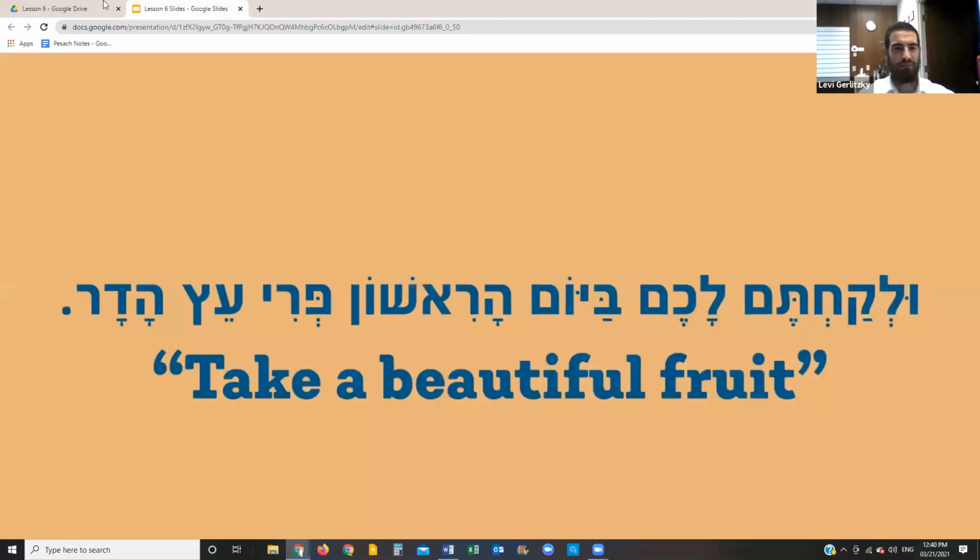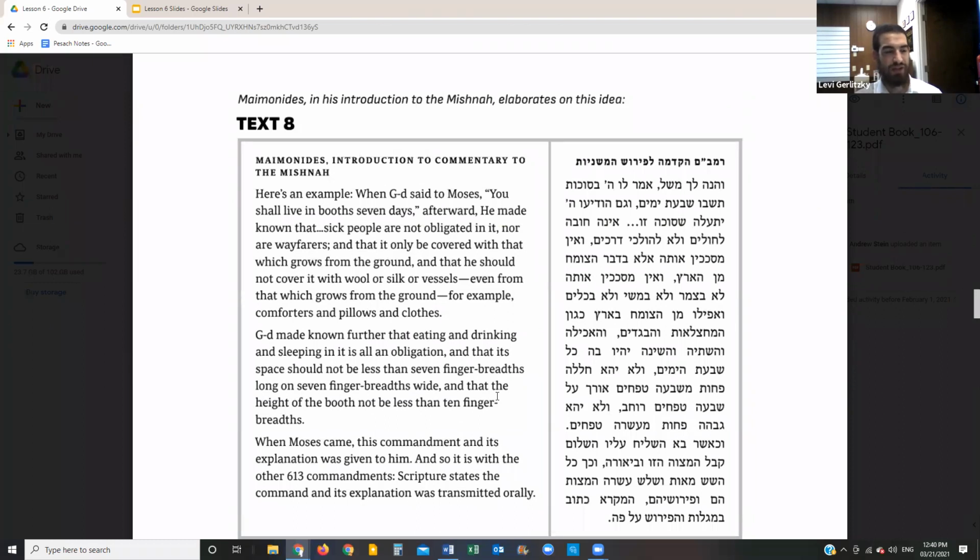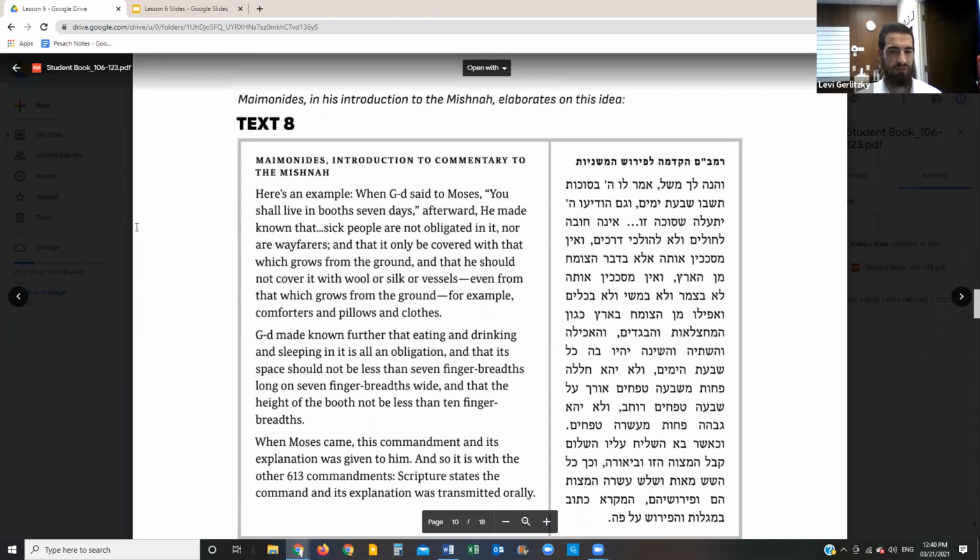We're going to get to this example in a moment. So here we just discussed questions in text from the Torah if we don't have an explanation. Let's read another example from Maimonides. Caroline, if you'd like to read Maimonides, text number 8.